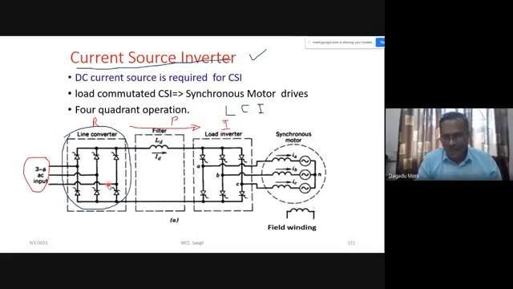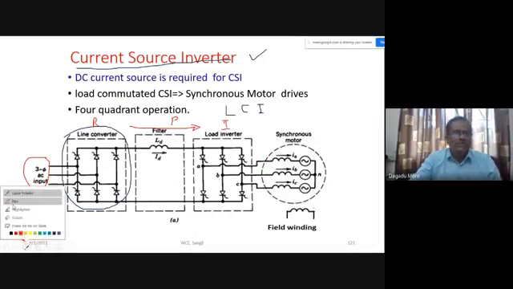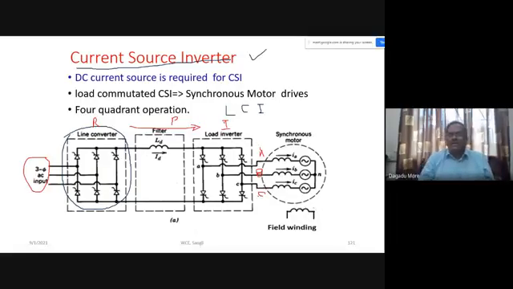And now here we are using the load commutation. So load voltages. Which are the load voltages here? Synchronous motor voltages. Let us assume that this will be ABC terminals. The synchronous motor terminals itself will be used. The voltage available at the terminals is used to turn off the particular line commutated inverter.